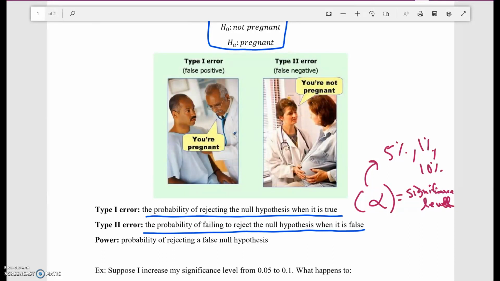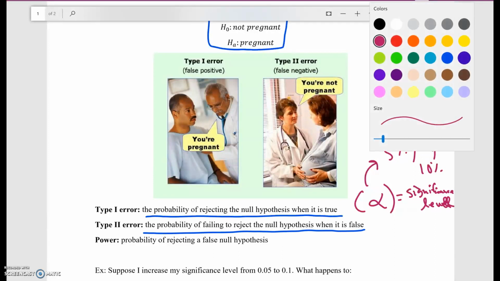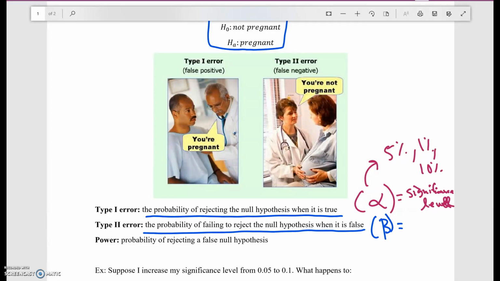Now, our type 2 error is going to be some other letter, and that's beta. Beta is not something that we set; we need to know something else about the problem, but beta is just going to be our type 2 error. The probability of correctly rejecting a false null hypothesis is going to be 1 minus beta. So it is the opposite of the type 2 error.